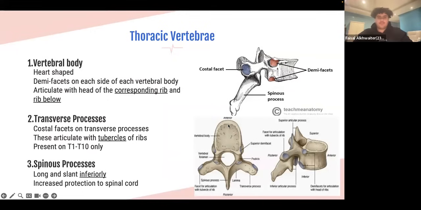So let's jump into something very, very fun: thoracic vertebrae. As we just explained with the ribs, this is not quite different. They also have different shapes.